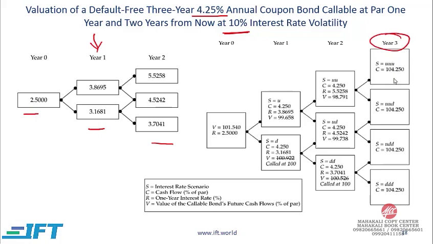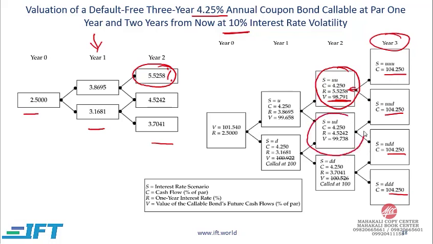At the end of year 3, these are the cash flows. So the cash flow is always the same. It is the par value of 100 plus the coupon. Now we need to come up with the value at this node. The relevant interest rate to use at this node is 5.5258%. So we take 104.250, discount back at this rate, and this is the value that we get.